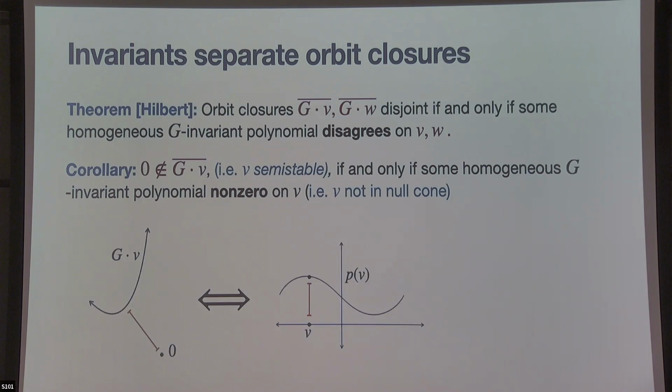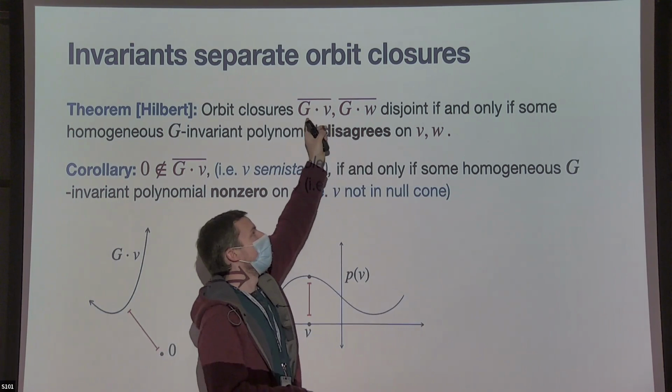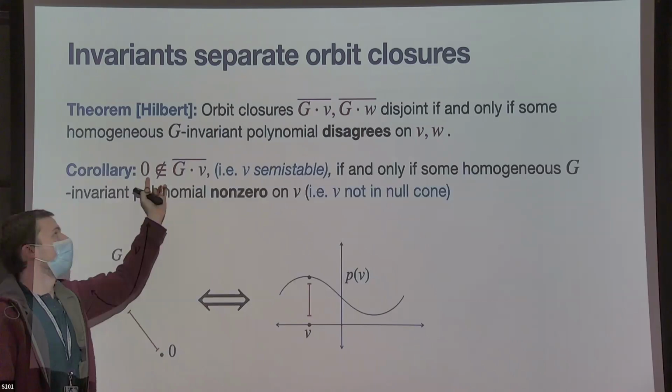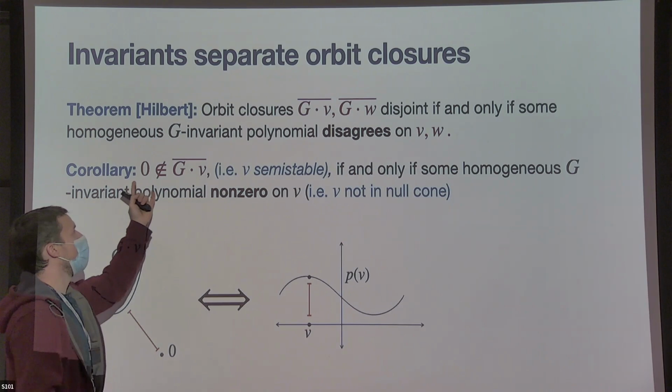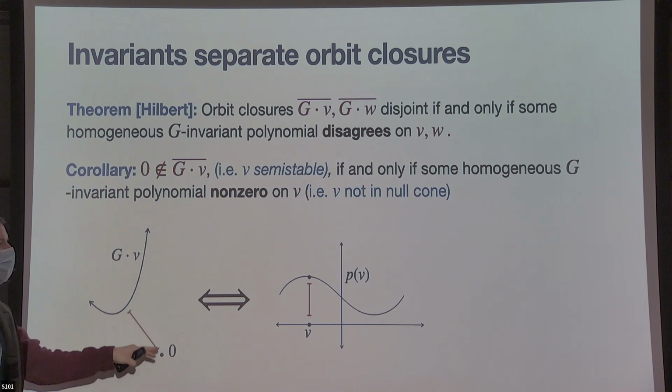So a corollary is if you set one of these to be zero, say set W to be zero, then every homogeneous polynomial vanishes on zero. So you can look at whether the orbit closure of zero, which is just zero, intersects the orbit closure you're interested in. The question is, can you drive this point to zero or not? The corollary is that you cannot drive it to zero if and only if there's some homogeneous polynomial that doesn't vanish on the vector. This picture is trying to indicate that the orbit is away from zero if there's some invariant polynomial which is not vanishing. And this is just the mathy way of saying that.